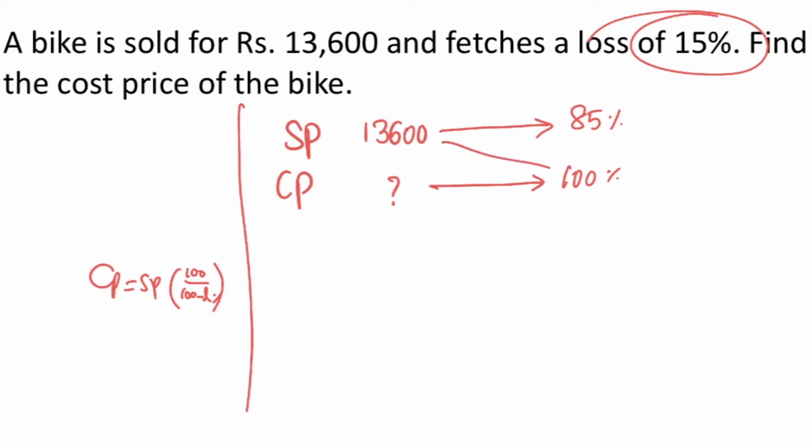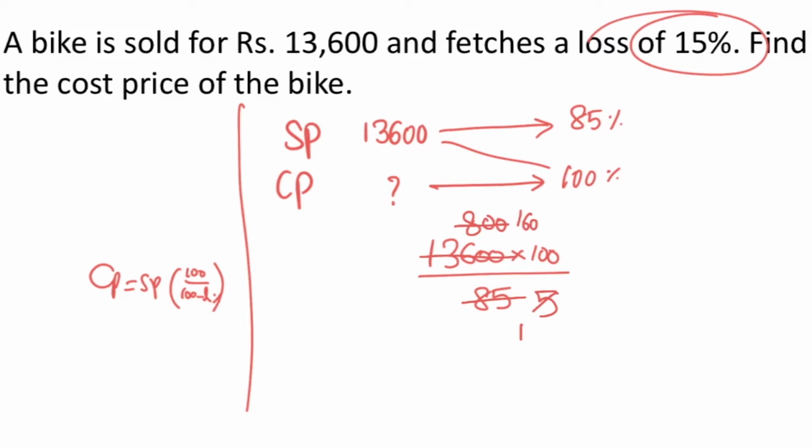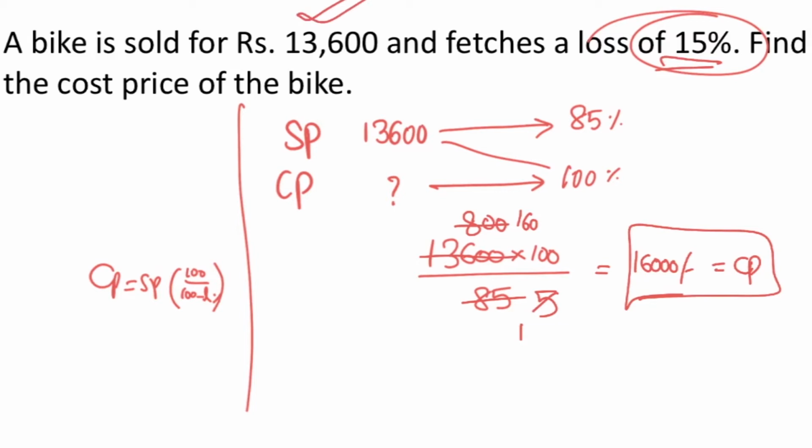Now cross multiplying: 13600 into 100 divided by 85. That is equal to 16,000 rupees. The cost price of the article is 16,000 rupees. It is sold at 15% loss, that is, it is sold at 13,600. Cost price is 16,000. Cost price is always 100%. Selling price at 15% loss results in 85%.